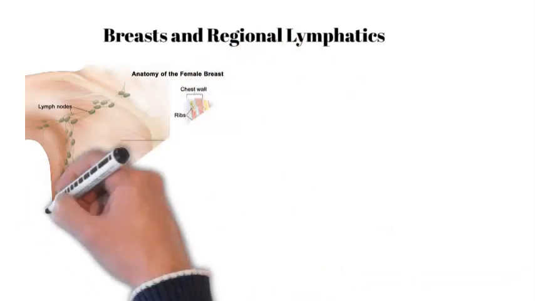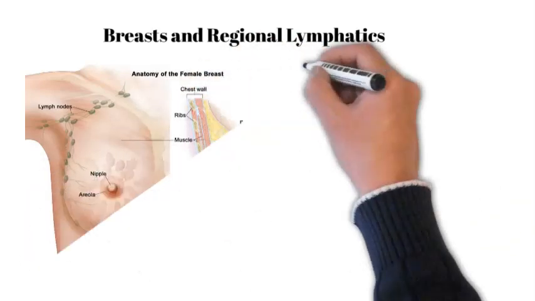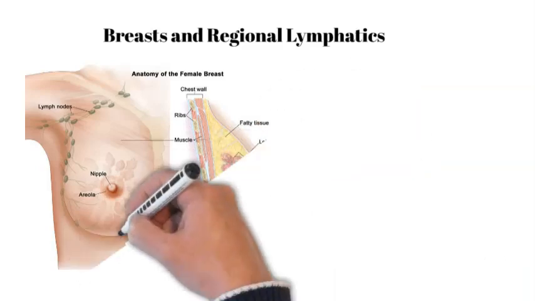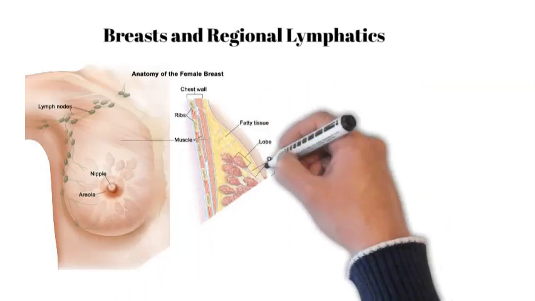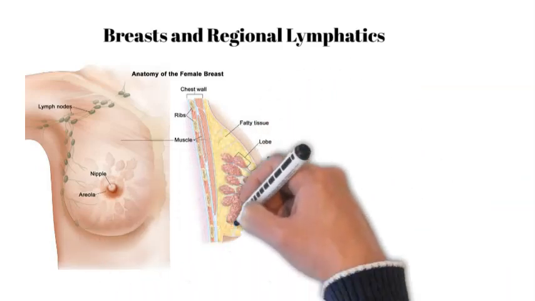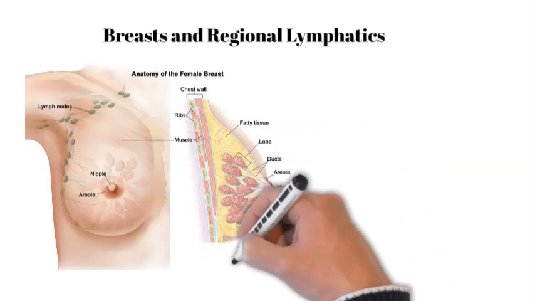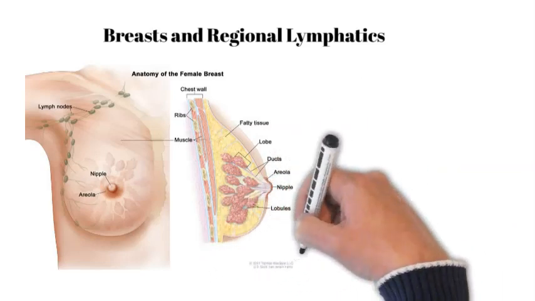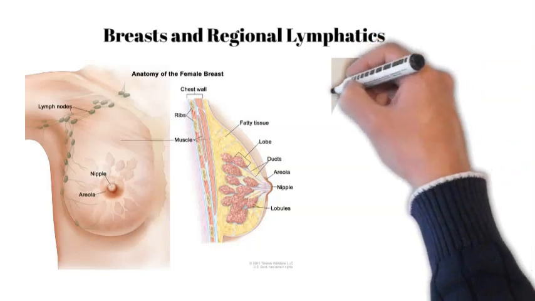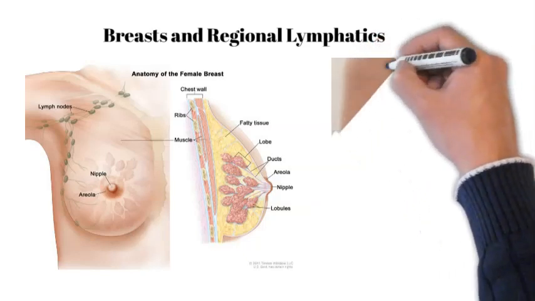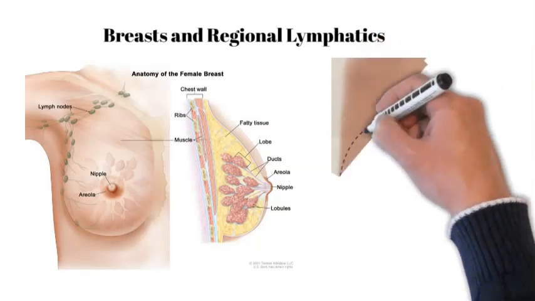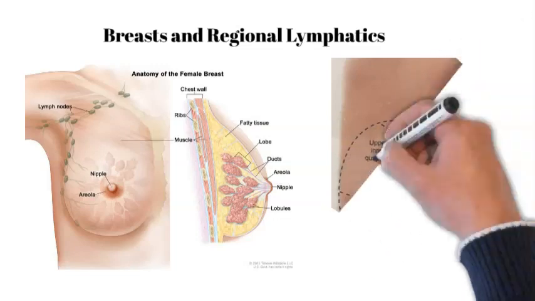Mastitis, inflammation of the breast tissue, usually due to infection. Fibroadenoma, a benign breast tumor. Breast cancer, malignant tumor in the breast tissue. Axillary lymph nodes, located in the armpit region. Supraclavicular lymph nodes, located above the clavicle.